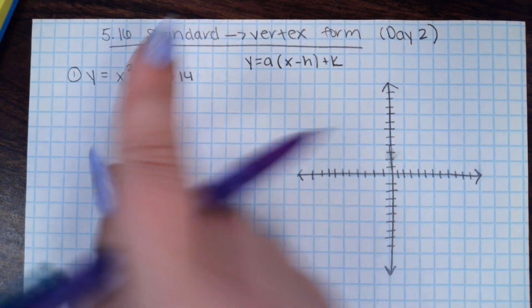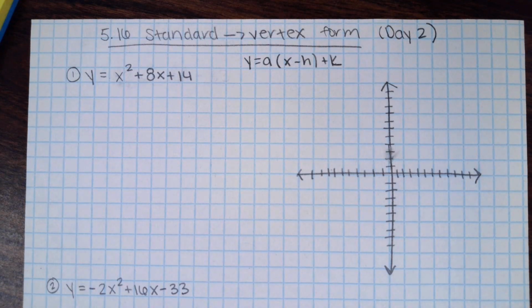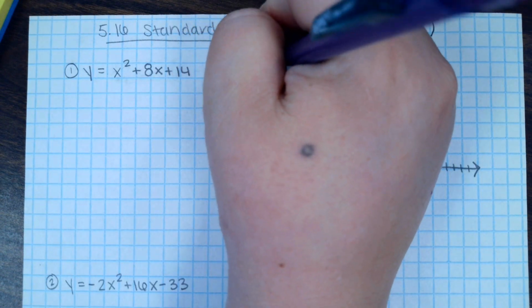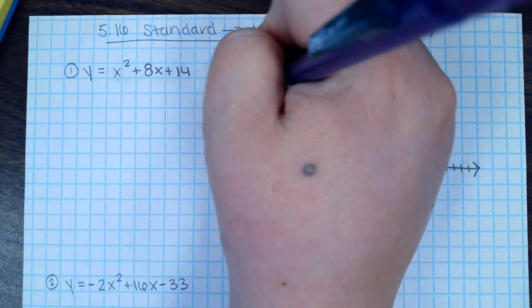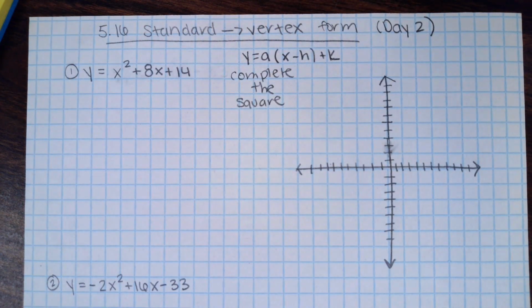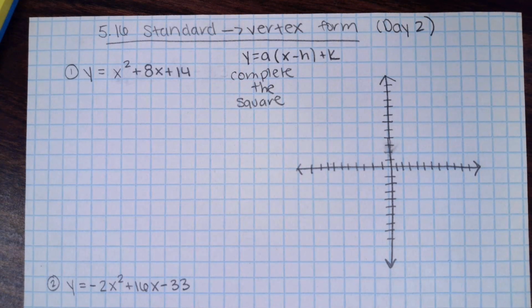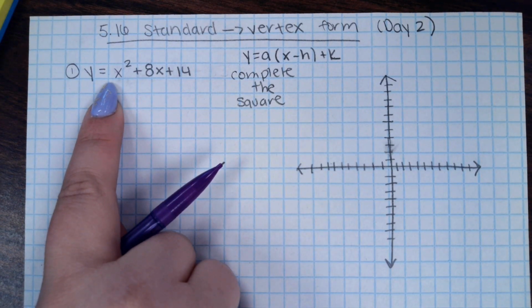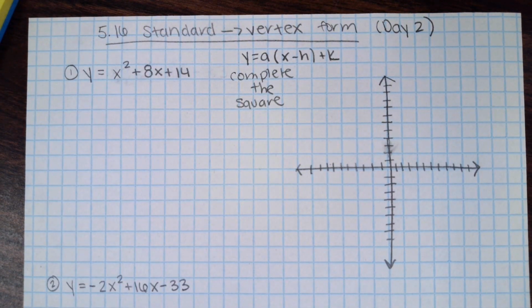Let's start with, we already have an example here. The way that we are going to do this is we are going to use completing the square. Yes, you heard me. It's coming back. So we're going to use completing the square to make vertex form. When we are completing the square, remember that our leading coefficient, our a value, needs to be 1. Luckily for this one, it's already 1.